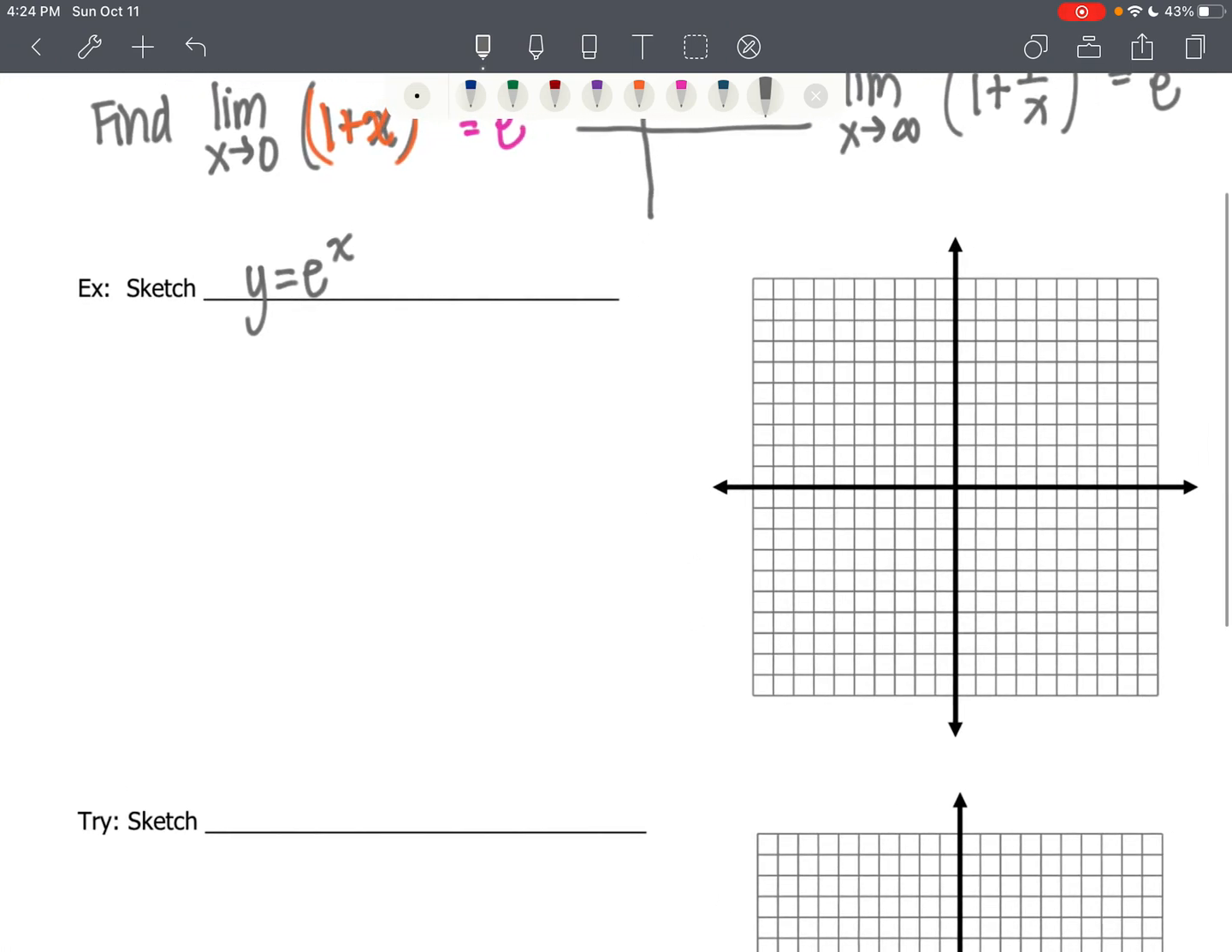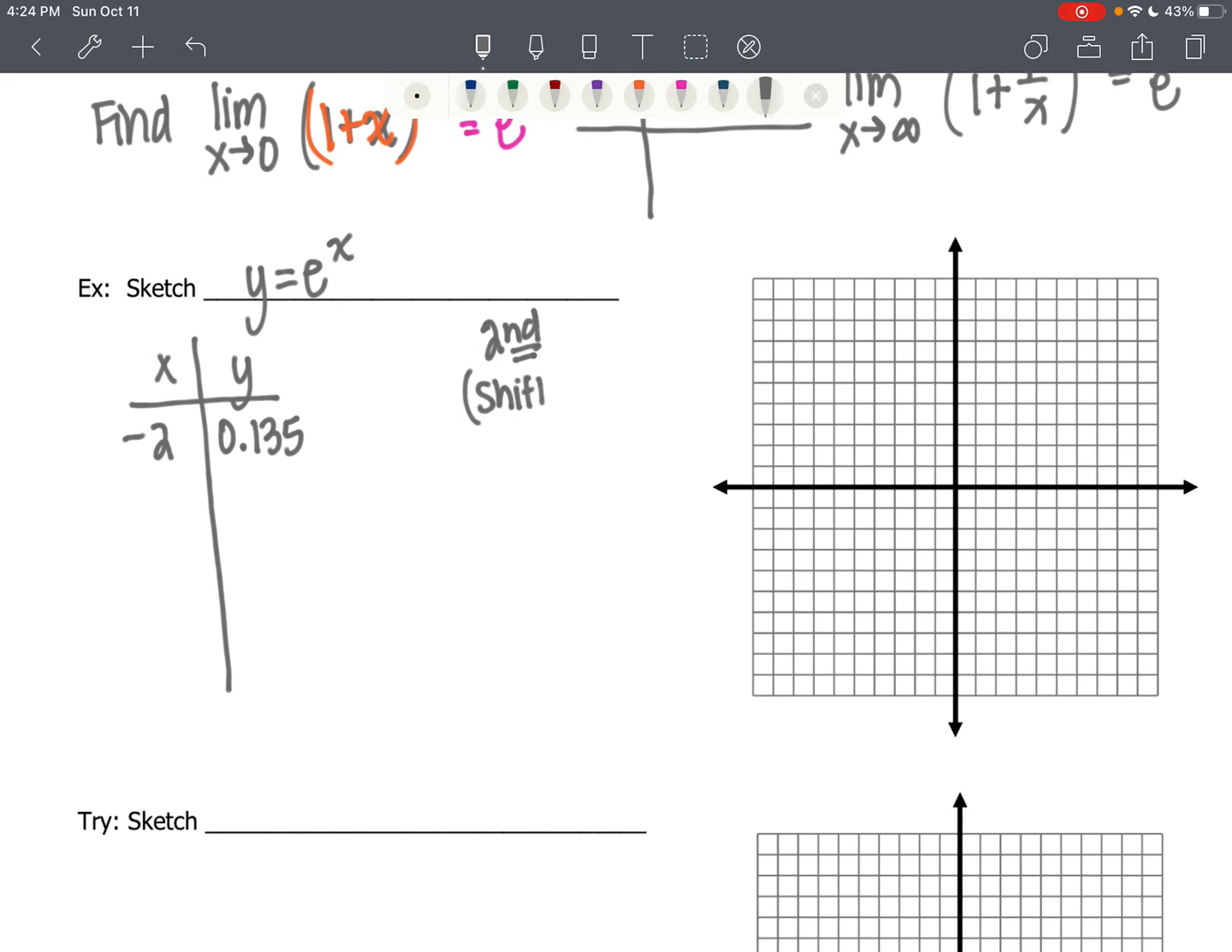We want to start by sketching y equals e to the x. This is a parent function, and I'm going to start by making a table. When I put negative 2 into this function, e to the negative 2 is about 0.135. You can find e on your calculator by hitting the second key, or it might be a shift key, and then LN. That should give you e, and then it should ask you for an exponent, and you can just put the first power in. That would give you 2.718.